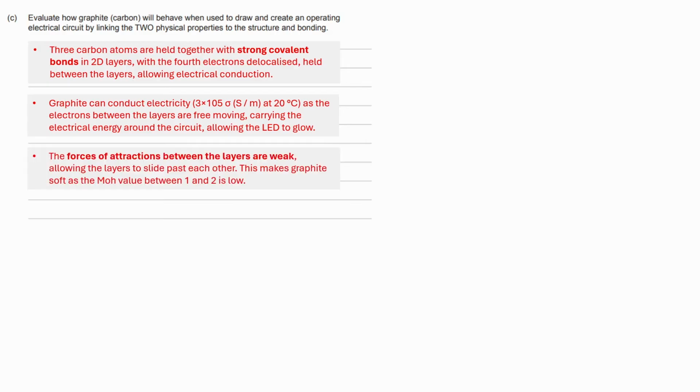So the next one is the force between the layers are weak. That allows the layers to slide past each other, and that's why they have a value of 1 to 2 on Mohs scale, right? So again, we've done 2 links between 3 different points here, and I've given the specific value that was on the table.